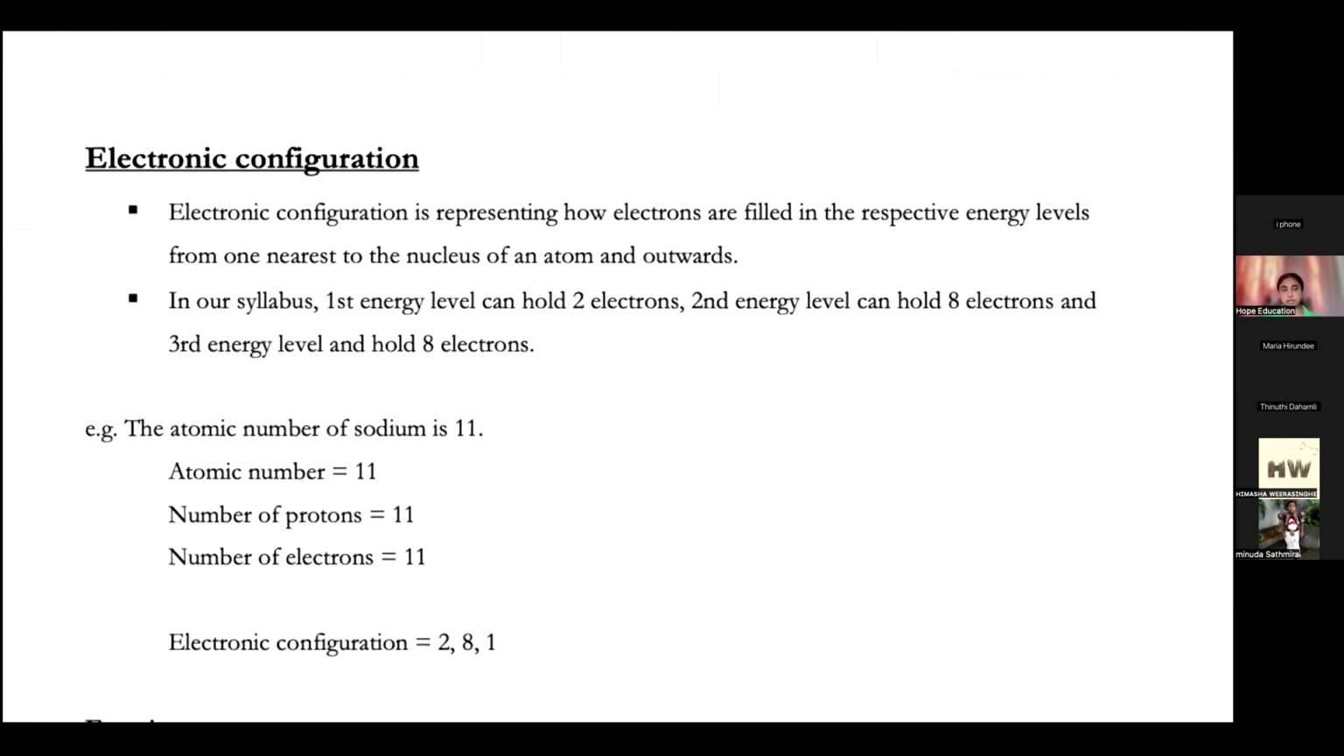Electronic configuration. So now this is a new part. Electronic configuration is representing how electrons are filled in the respective energy levels from the one nearest to the nucleus of an atom and outwards. What does that mean?